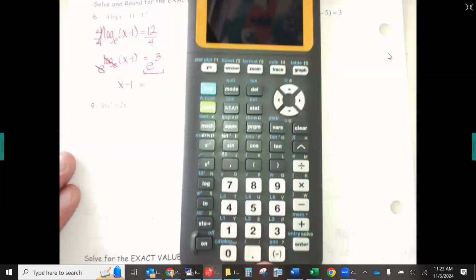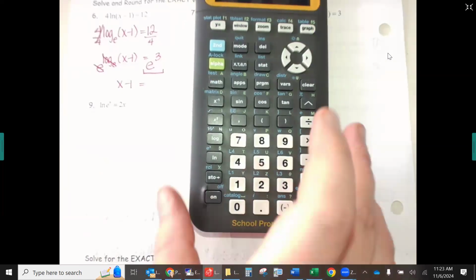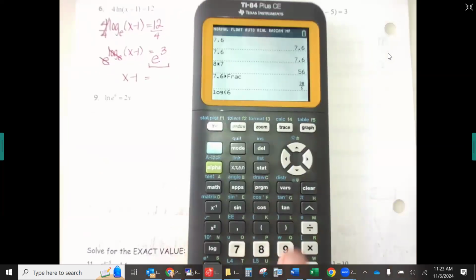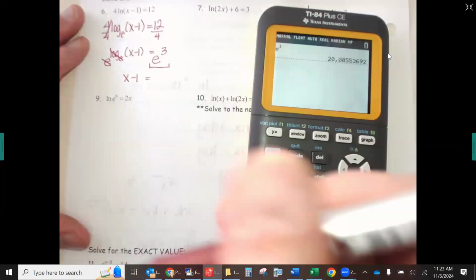Okay, do you see on your calculator the LN button? It's right here. Right above that, you're gonna see e to the x. That's the e that we want, right here. So to access it, you're gonna push second ln, and then we're gonna put a 3 in the exponent. So I got 20.0855.